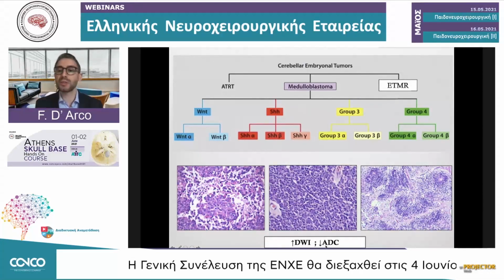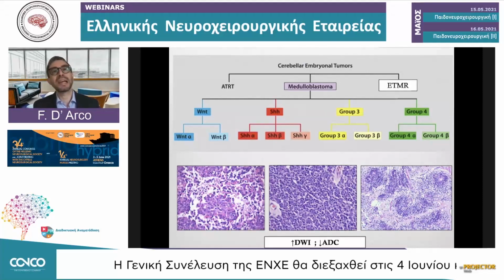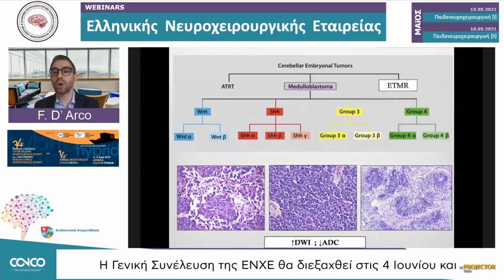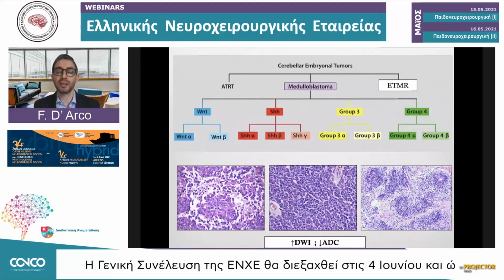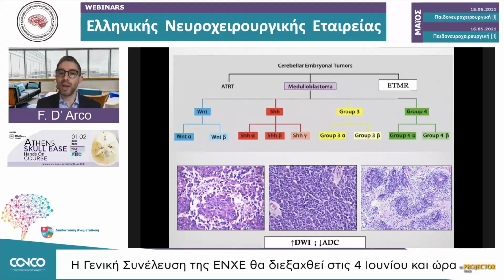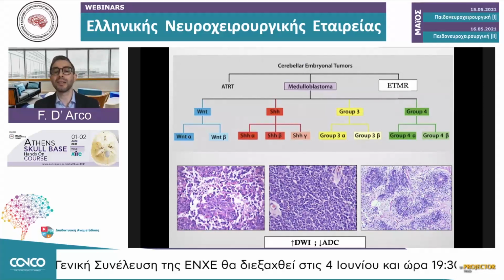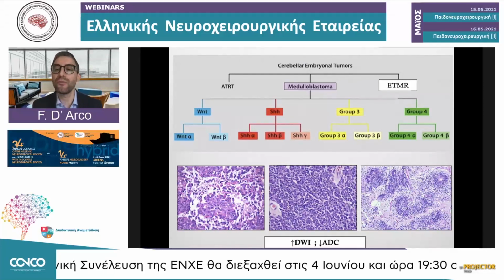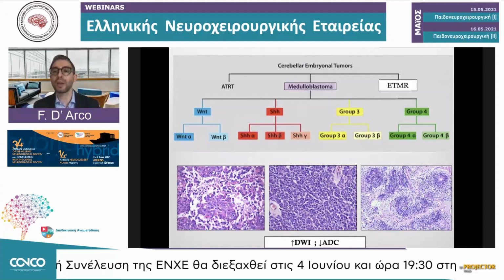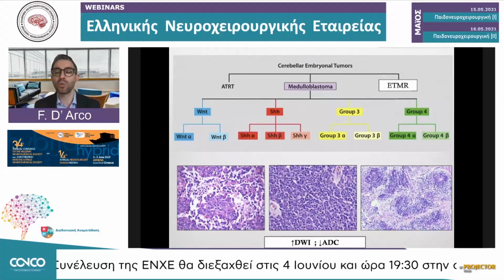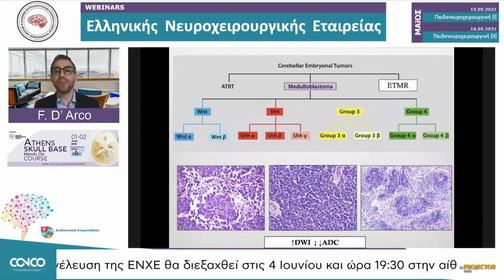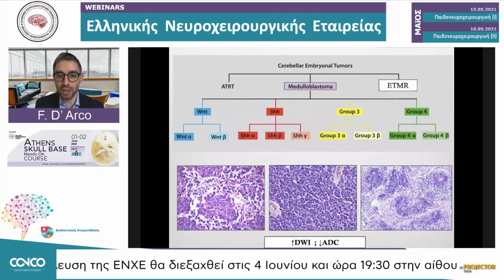So the first message is that after years working at Toronto and GOSH, we realized that the main sequence that we have is not perfusion, spectroscopy, or advanced DTI techniques. The main sequence is diffusion, to start the differential diagnosis. So all the embryonal tumors will have a relatively homogeneous diffusion restriction.